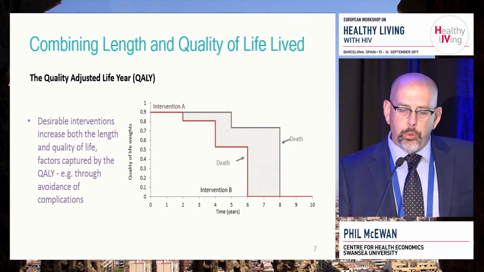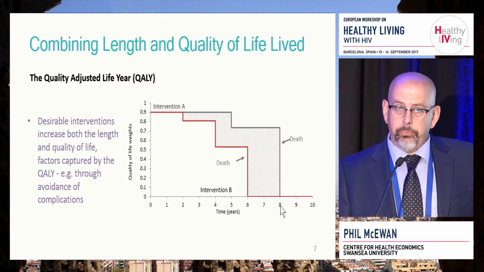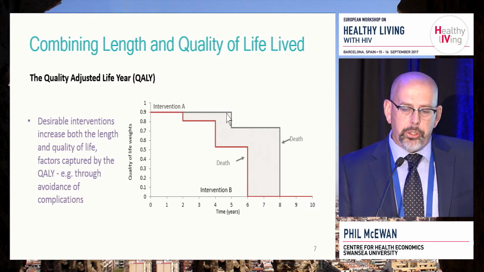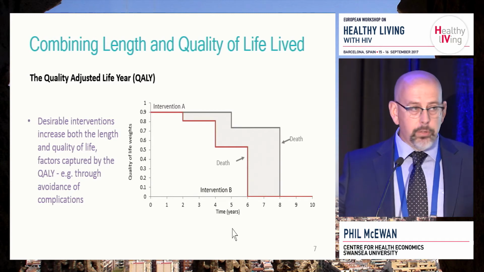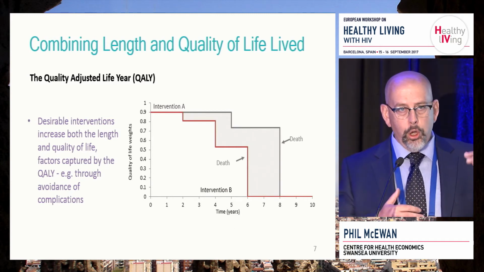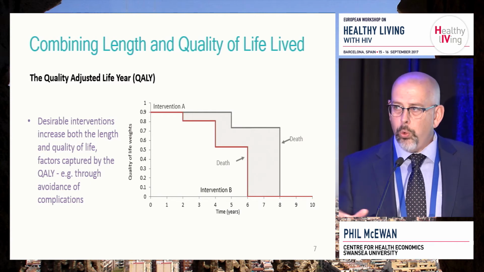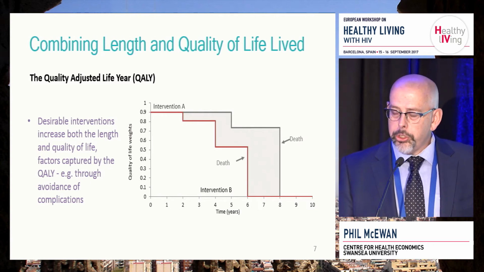And what we're able to do with a QALY then is to count up the number of years lived, but then to weight those years lived by your quality of life. And here we're looking at 2 hypothetical scenarios where, as patients experience complications, their quality of life decreases. So all we're doing is capturing 2 components. One is the amount of life lived, and then we're adjusting it for quality of life. And that's all there is to a quality-adjusted life year.